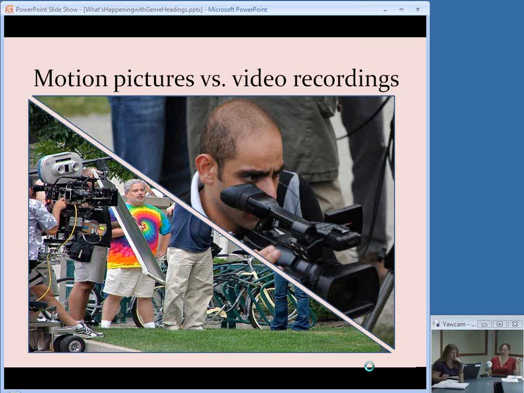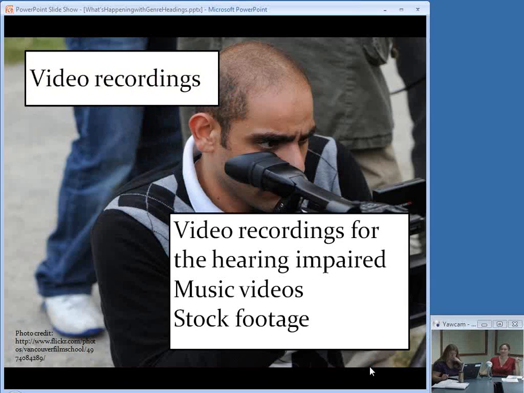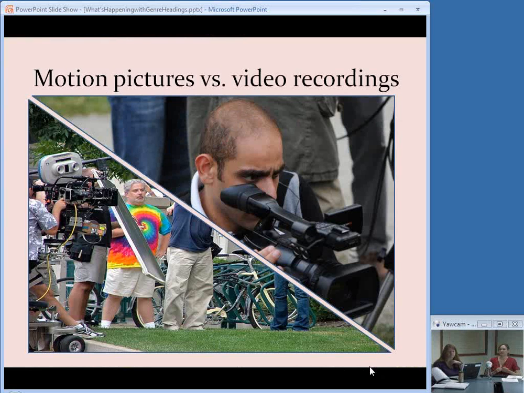Whereas the video recording ones, to go back to the screen, like the video recordings for the hearing impaired, the closed captioning is not going to be something that appears on the actual reels of film. That's something that's done to video recordings only, so that's why that's for that type of heading and not for motion pictures.